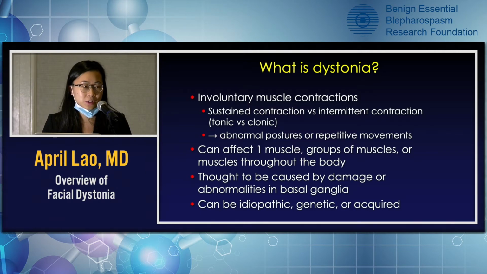So what is dystonia? Dystonia is involuntary muscle contractions. They can be sustained or intermittent, so-called tonic versus clonic, which then result in abnormal postures or repetitive movements. They can affect one muscle, groups of muscles, and muscles throughout the body as well. It's thought generally to be caused by damage or abnormalities to the basal ganglia, which is a motor control center in the brain. And it can be idiopathic, genetic, or acquired.